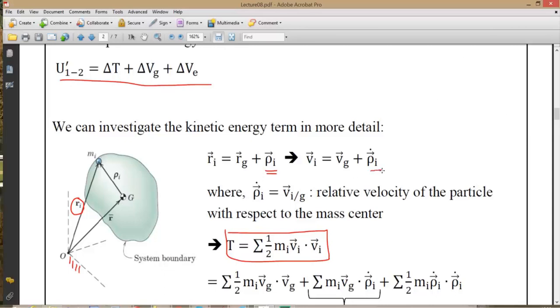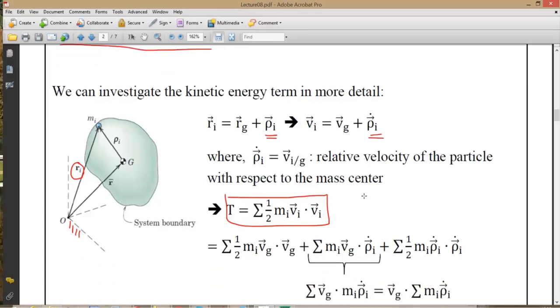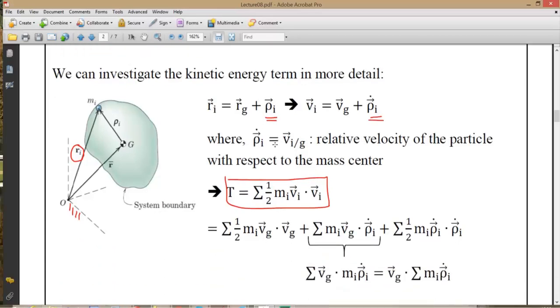This derivation will appear for any mass system. And this is defined as the relative velocity of the ith particle with respect to the mass center. Now, if we work out this equation and then substitute for Vi this information, which is defined as the absolute velocity of the mass center plus the relative velocity of the ith particle with respect to the mass center, and rewrite this equation, then we get this longer part of the equation.